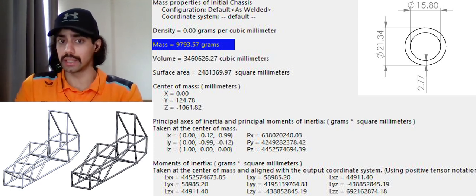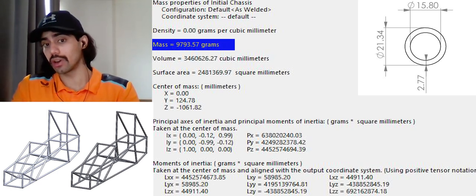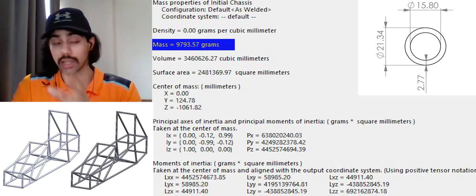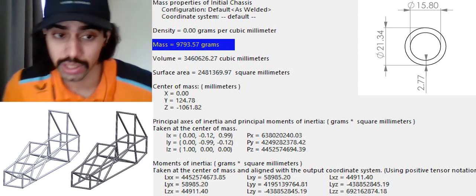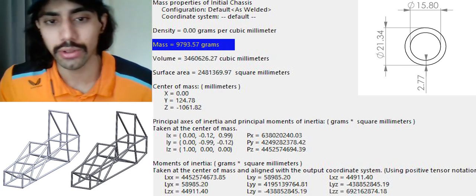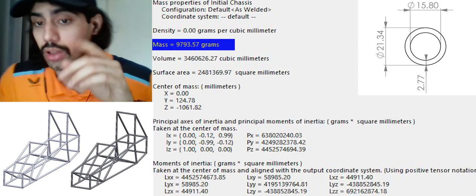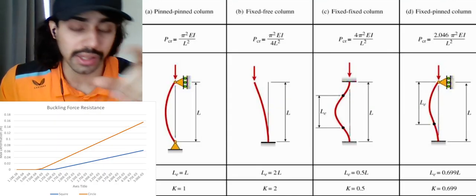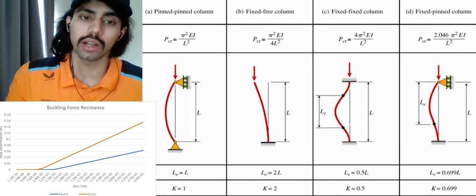However, the difference in mass is less than 1 kg. That is negligible in this case, but it could be important in complicated structures. Nevertheless, we agree that a circular pipe yields a lighter chassis compared to square tubes. In the second stage, we will survey buckling resistance.